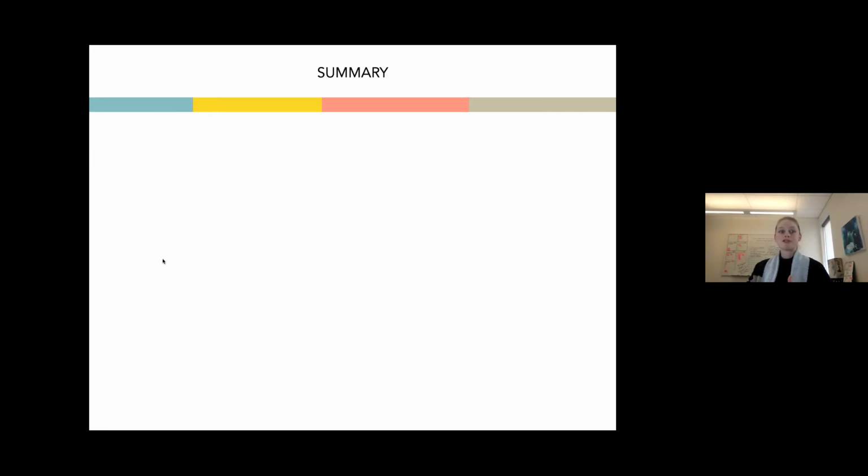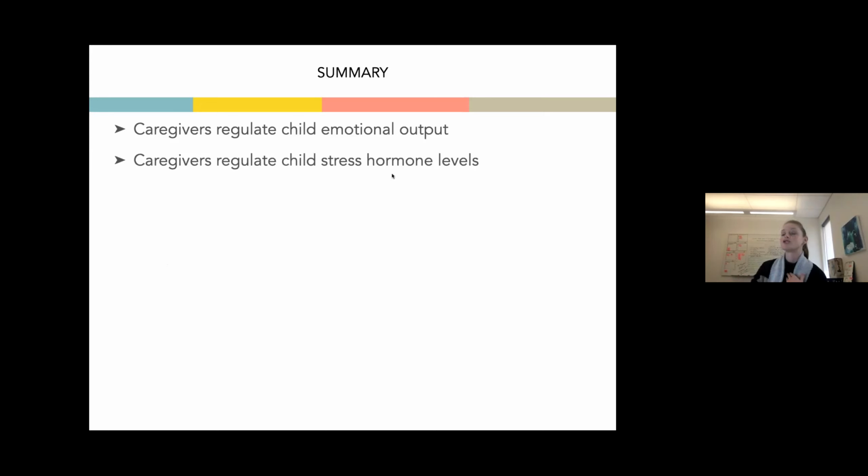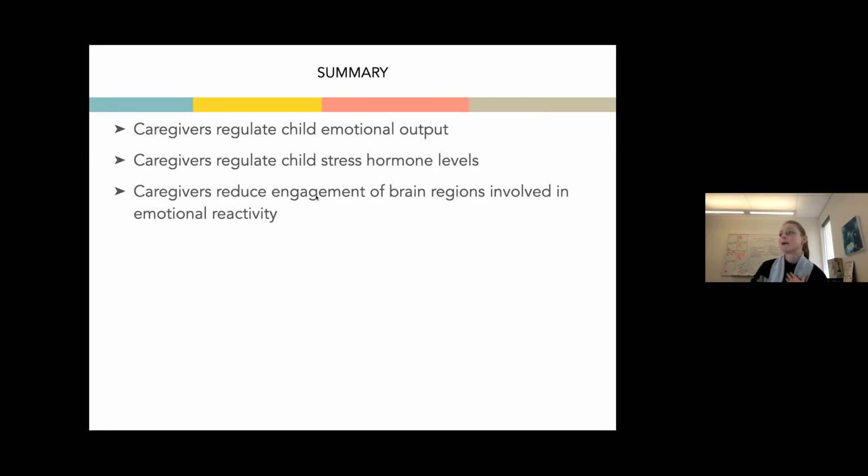So just to summarize what I've shown you so far, caregivers are really important at regulating children's emotional output. And they can do this behaviorally. They can do it at the level of stress hormones, and they can do it by engaging, or reducing engagement rather, of brain regions involved in emotional reactivity. I've spoken a lot about the amygdala here, but there's lots of research looking at the medial prefrontal cortex and other brain regions like the hippocampus. So parents are really important at multiple different levels of children's biology and psychology to alter behaviors, and particularly emotional behaviors.